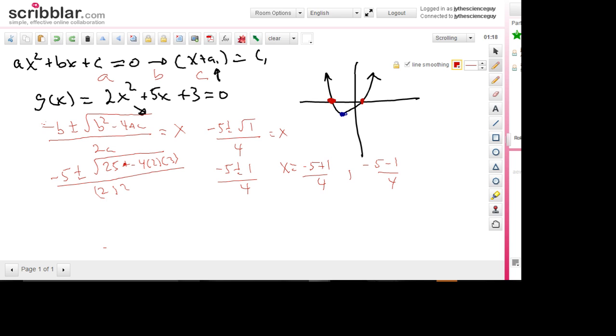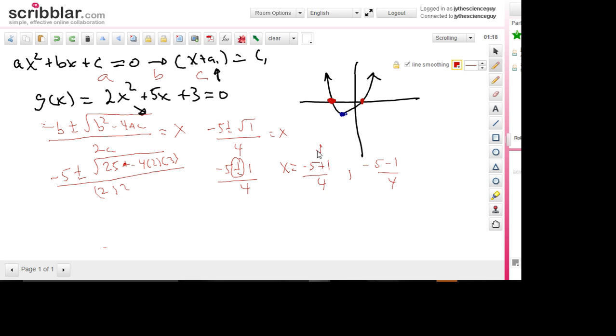-5 plus 1 over 4. -5 minus 1 over 4. This is where that plus and minus term comes in. I'm just separating those two. I'm making one of them plus, and then I'm making the other minus, because it's plus or minus 1.